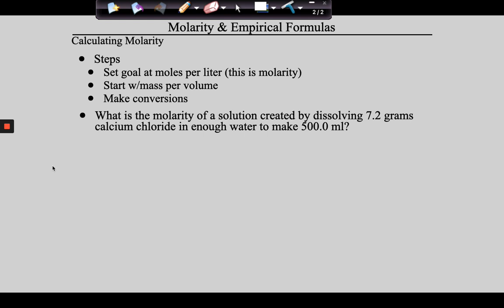So guys, to figure this out, the first thing we need is a goal. So what is your goal? Step number 1, what's your goal? Moles over liters. So guys, we're going to write that down on the far right-hand side.